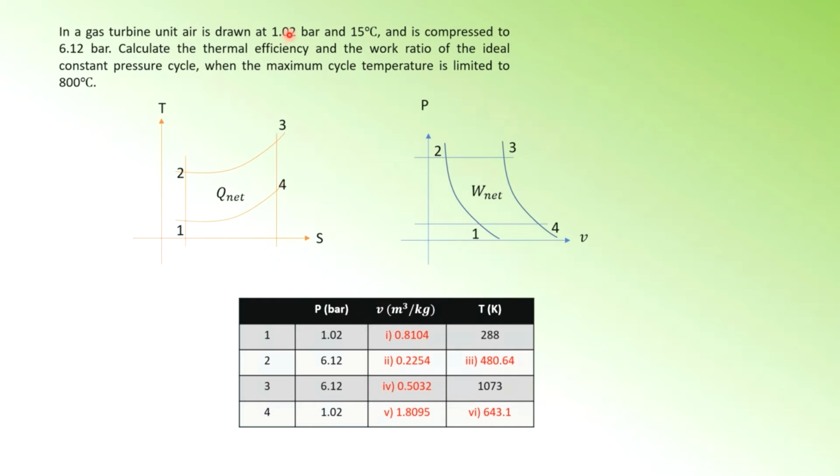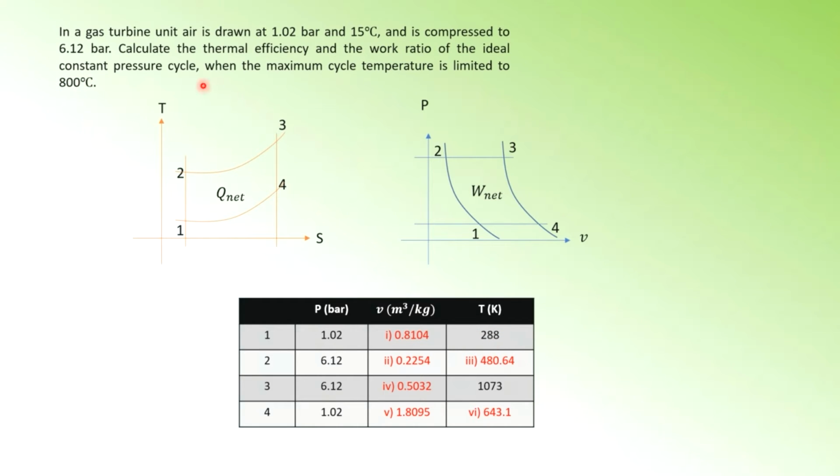At this pressure and this temperature. So that means your point 1 pressure is this, your point 1 temperature is this. So you put in your pressure 1.02 bar and your temperature 288. And then we know that the pressure of point 1 and point 4 are the same, so I put 1.02 and 1.02 here first for point 1 and point 4. Then you have the temperature 288, which is 273 plus 15, converting it to Kelvin.